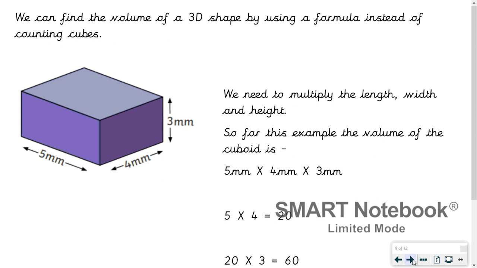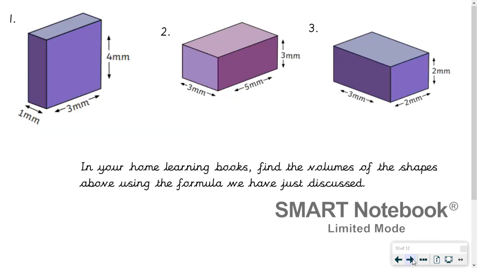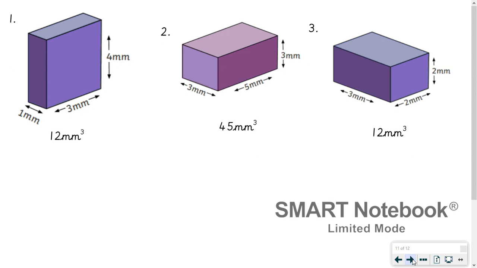Should be quite a quick one here. What I want you to do in your home learning books is find the volumes using that exact formula to find the volumes of these 3 shapes and note them down in your home learning book. Hopefully it shouldn't take you too long because the numbers are quite nice. Off you go and do that for me. Good stuff. So 12 millimeters cubed, 45 millimeters cubed, and 12 millimeters cubed.